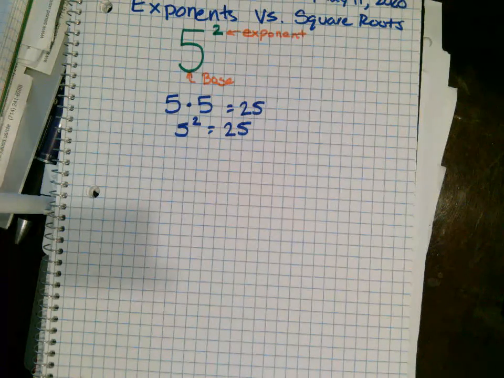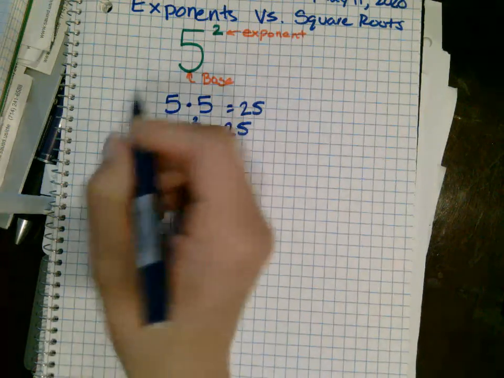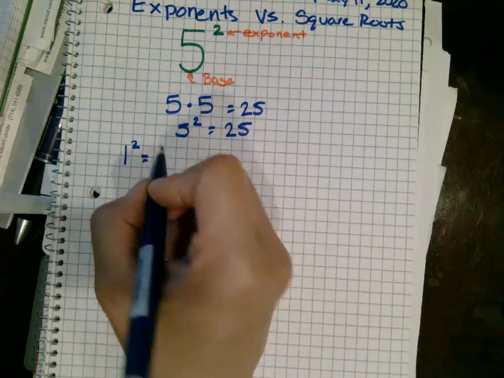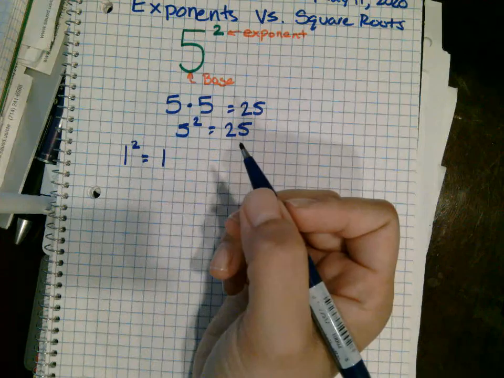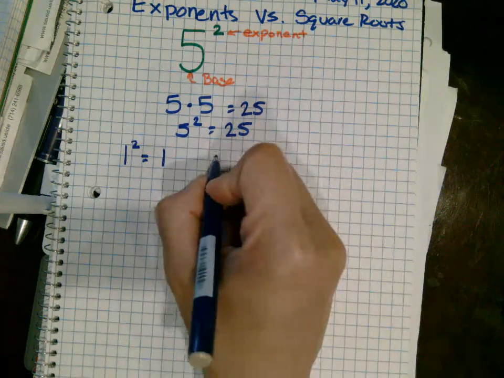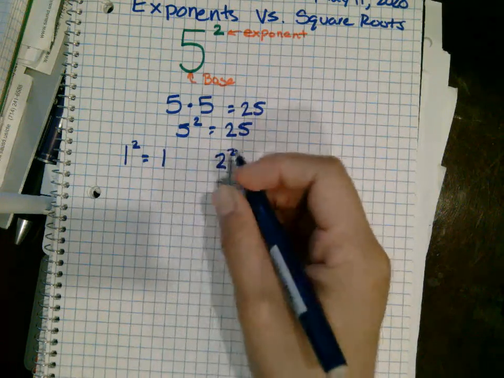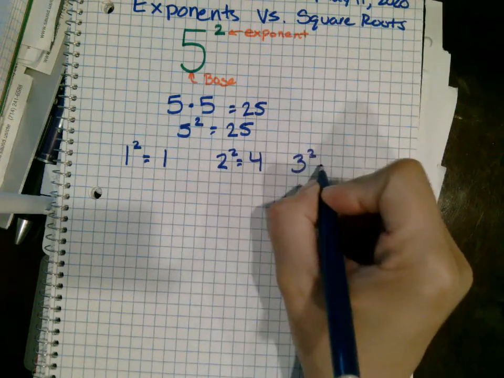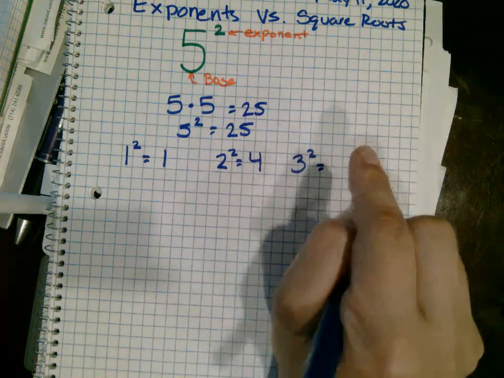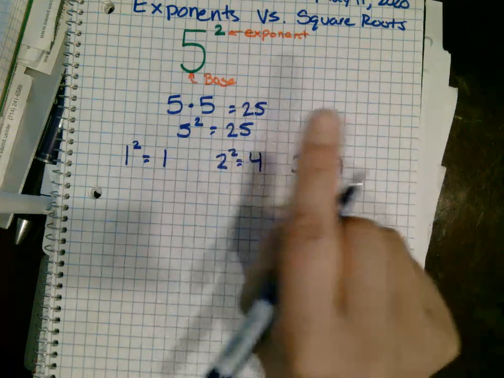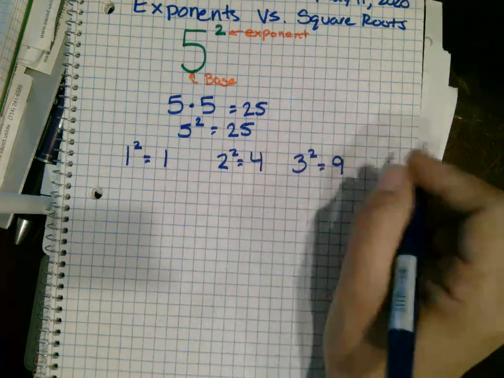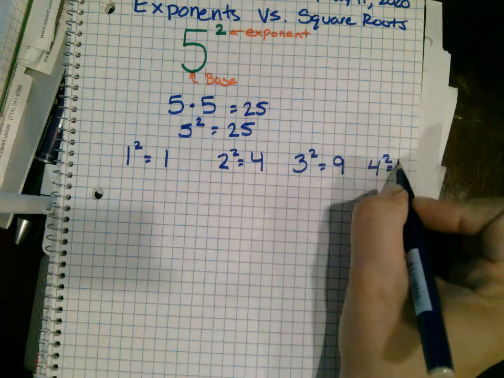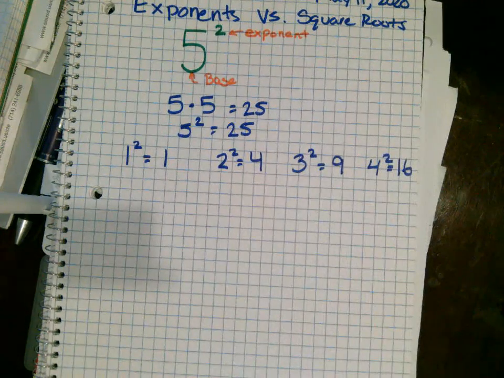All right, so let's go in order. So 1 squared, what's 1 times 1? 1. Make this list. It's going to be useful for the next 2 weeks. 2 squared, what's 2 times 2? 4. What's 3 squared? What's 3 times 3? 9. Not 3 times 2, 3 times 3. What's 4 squared? 4 times 4? 16.